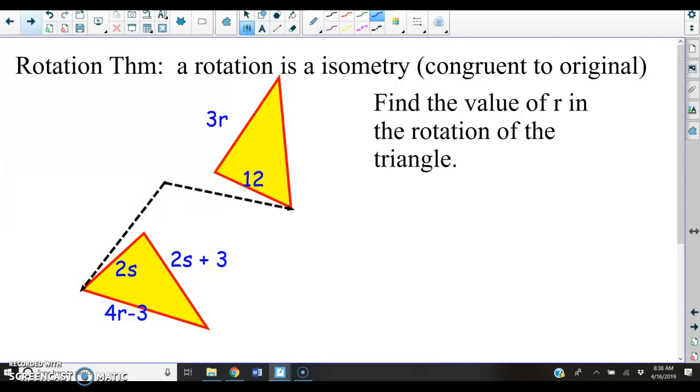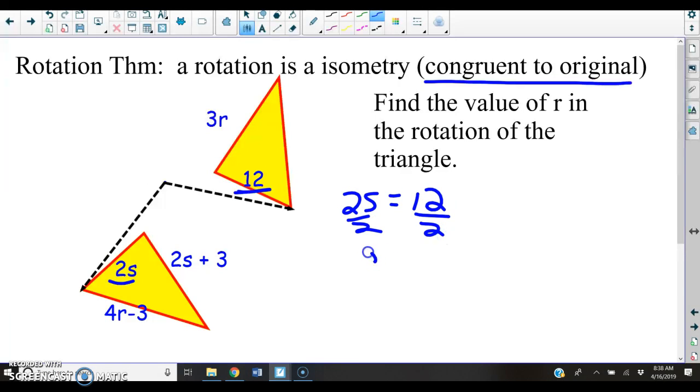Okay. One last thing is the rotation theorem. It says a rotation is an isometry. Remember, isometry means a transformation that produces a congruent image. So when they are asking you to make use of this isometry, they want you to realize what goes with what. Because it's rotating, the 12 should go with the 2s. And then you could solve for s by dividing by 2. I know that looks like a 5, but it's supposed to be an s.